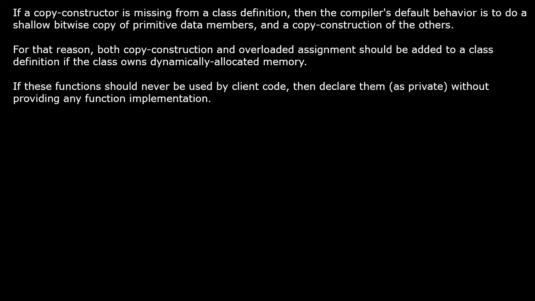If the compiler is going to automatically provide an implementation for something like a copy constructor, but you don't want your clients to be able to use them, then you can declare that function as private within your class definition, but then not provide any function implementation.